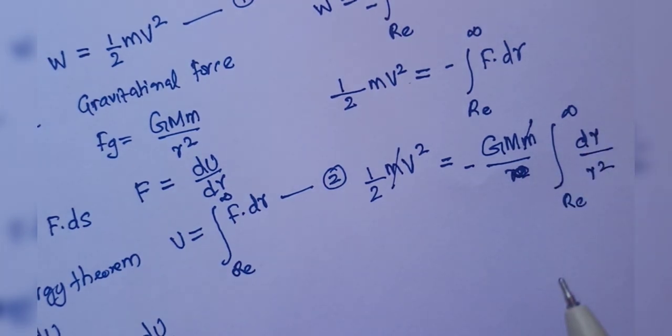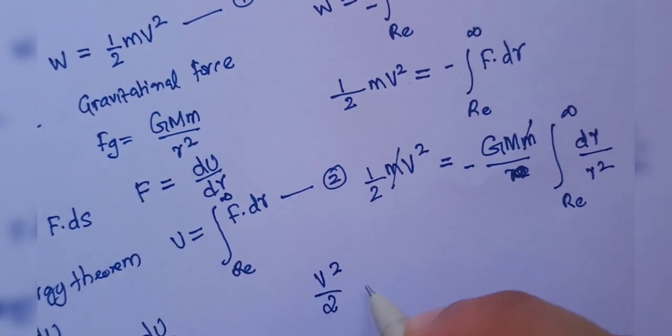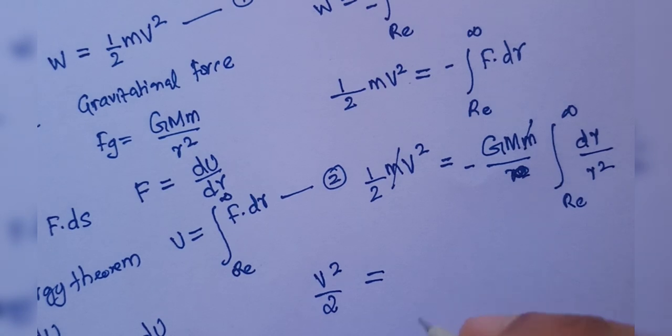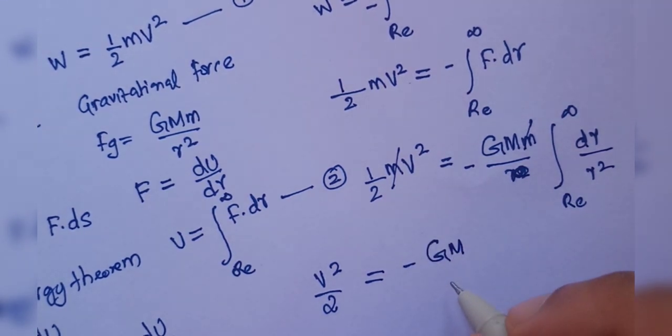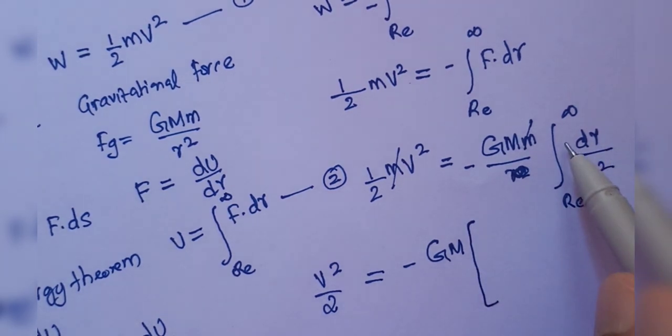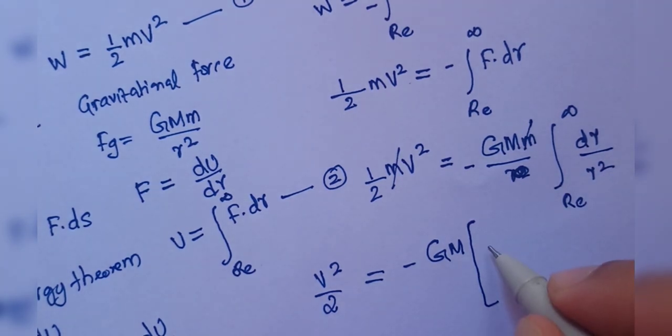Okay, now you can write v squared by 2, which is equal to G minus of GM into, when you integrate this term, this is basically the integration of dx by x squared. So it's basically like integral x to the power n is x raised to n plus 1 divided by n plus 1 again.